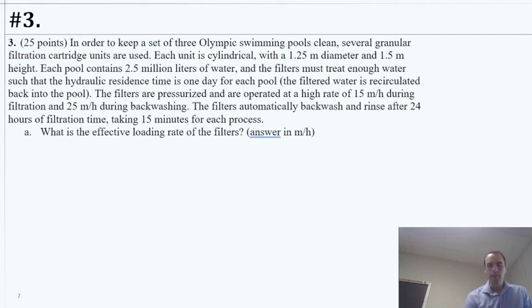So this is asking us to solve for our effective loading rate. And we have an equation for that. That would be the volume produced during filtration minus the volume used during backwash minus the volume used for rinse, all divided by the area of a filter times the total cycle time. Okay, so the area of the filter would be the first question I'll answer here.